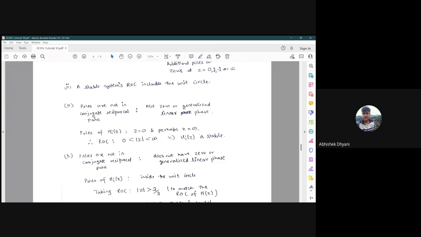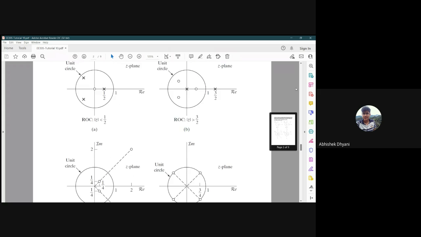Or I mean, if there is no pole at z equal to infinity, then it will be causal, right? Because in that case we can say that it's outside the outermost pole. So that is what we can tell about the inverse, that it will be stable. Let's look at the second part.